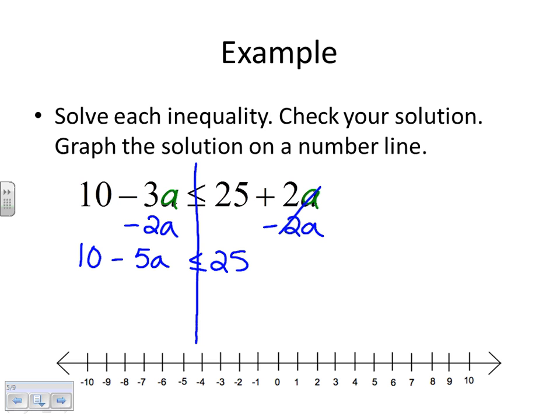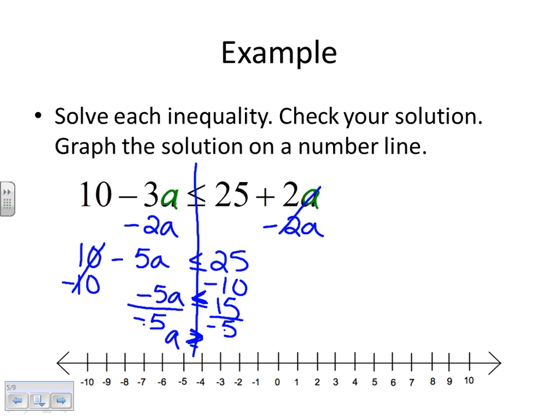25. And we keep solving, so we subtract 10. And we have a negative 5A is less than or equal to 15. And now here I'm going to divide by a negative 5. Whenever I divide by a negative, what happens to your sign? It flips. Okay, so once it started facing to the left, it was a less than. Well, now it's a greater than because I divided by a negative 5. And 15 divided by negative 5 is negative 3. A is greater than or equal to negative 3.